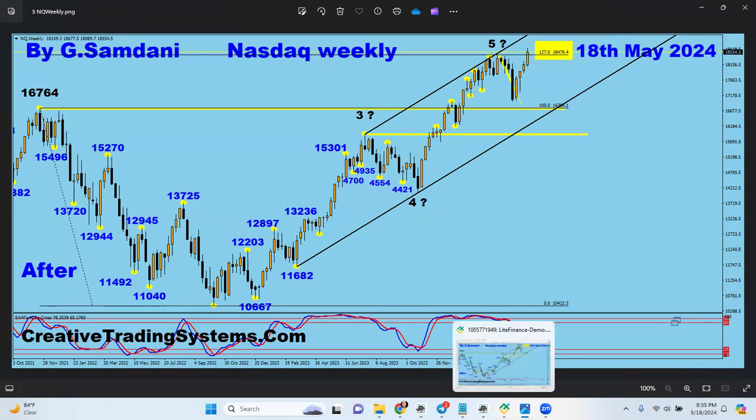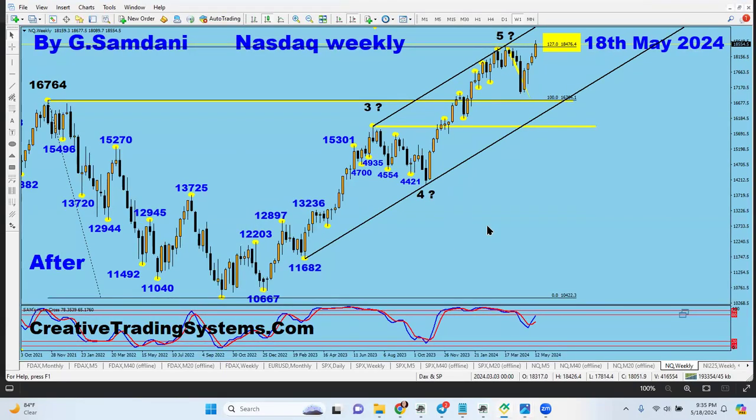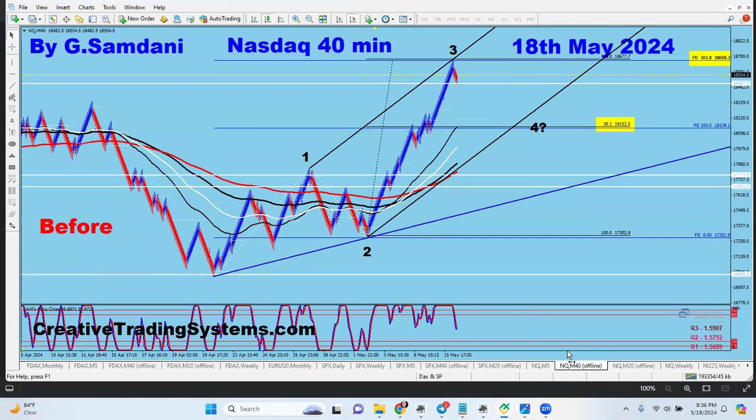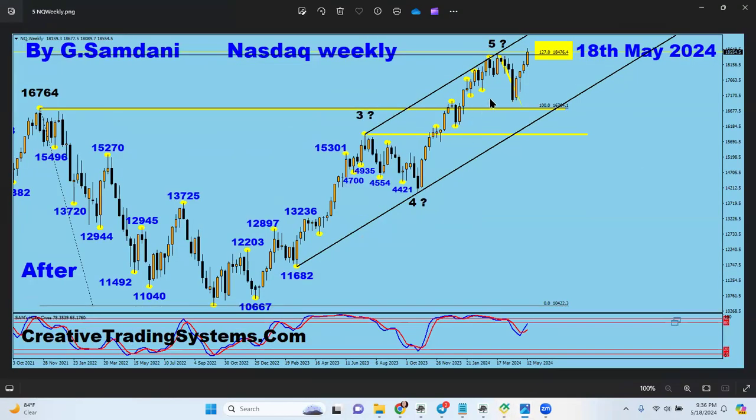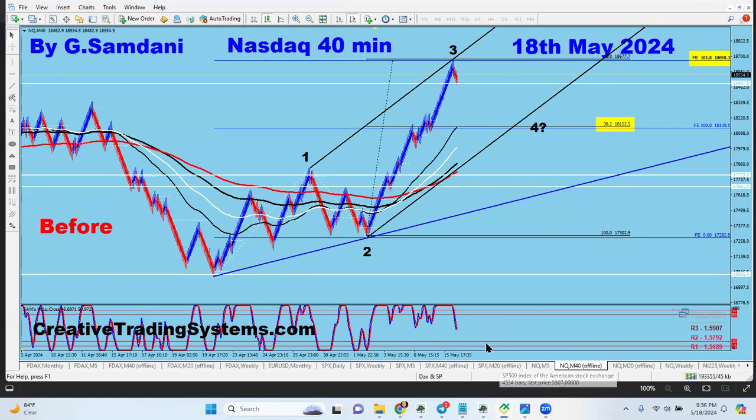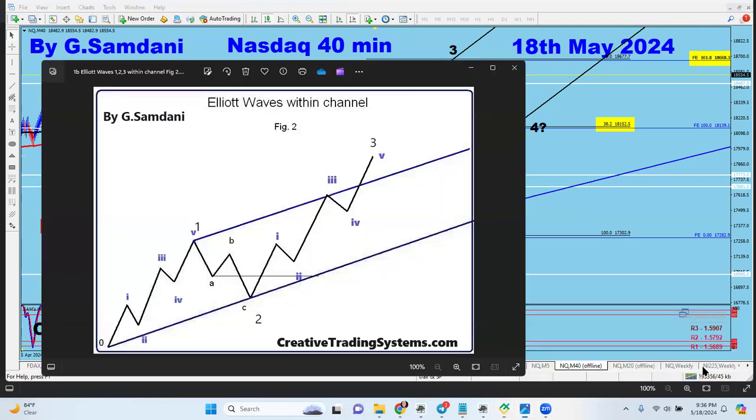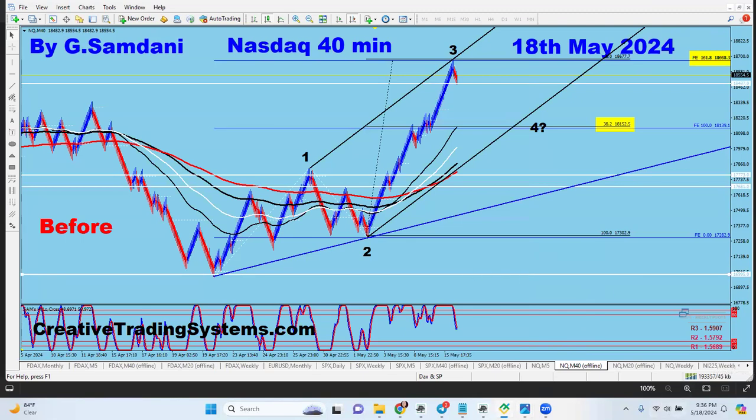Now looking at the smaller time frame. This is the same chart, but if you look at the 40-minute chart that I use normally, this is what I see right now. This was the rise after the upward rise. It started to go up from here, then came back, and then went up. This is something like wave 1, 2, and then wave 3. So this is exactly what's happening, followed by wave 4, by the way.